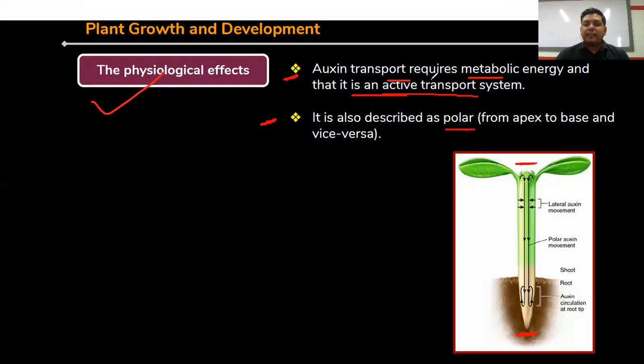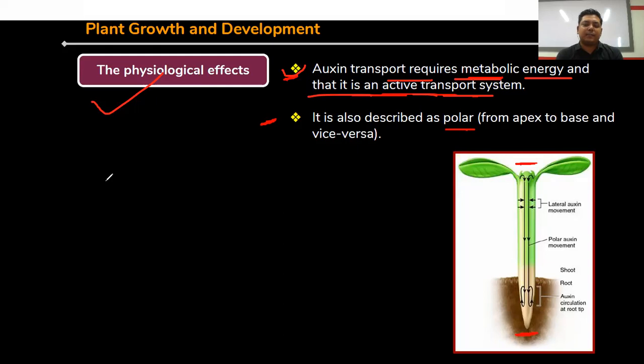Clear? Auxin transport requires metabolic energy, and that is an active transport system. Auxin is a chemical compound, right? And chemical compounds are not allowed to cross the plasma membrane. So that's why active transport is necessary here. Already I've learned about active transport and passive transport in the transportation system in plants. In case of passive, there is simple diffusion and facilitated diffusion.